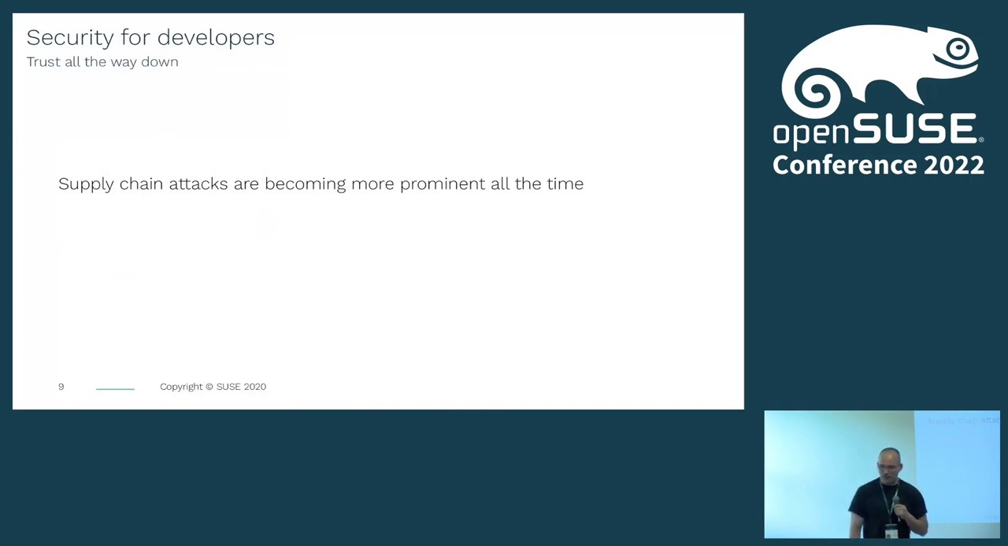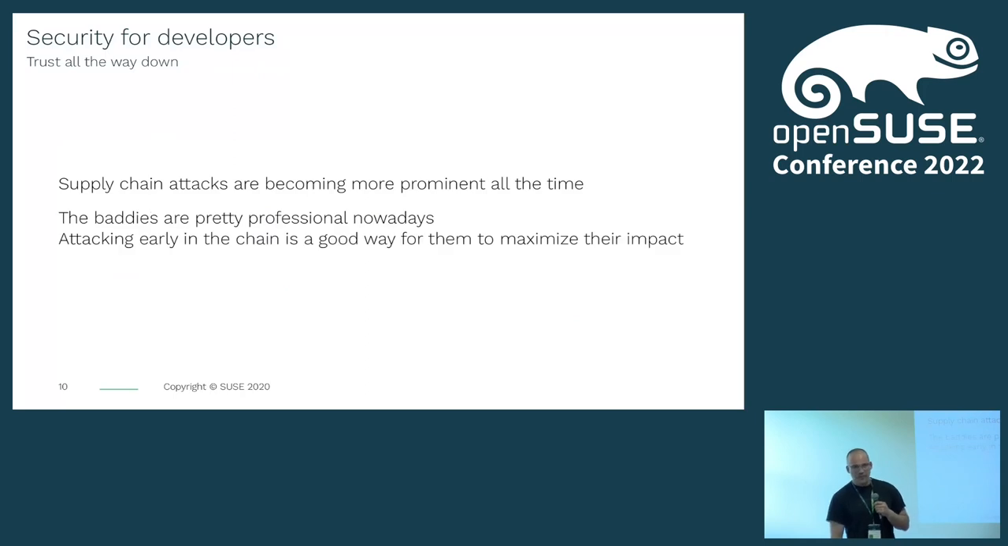So, why do we talk about this? You've all heard supply chain attacks become more prominent all the time. This is in the news, this is something that we are very aware of, and this is becoming a bigger problem more and more, and this will also not end. Unfortunately, the bad guys are becoming pretty professional nowadays. So they basically act like corporations. There is a certain group that is responsible for one part of the attack chain, and a certain group responsible for another part of the attack chain. And attacking early in the chain is a good way for them to maximize their profits. So if they manage to compromise a software package, then they don't have to attack individual systems. They can just own all the systems that install this package.